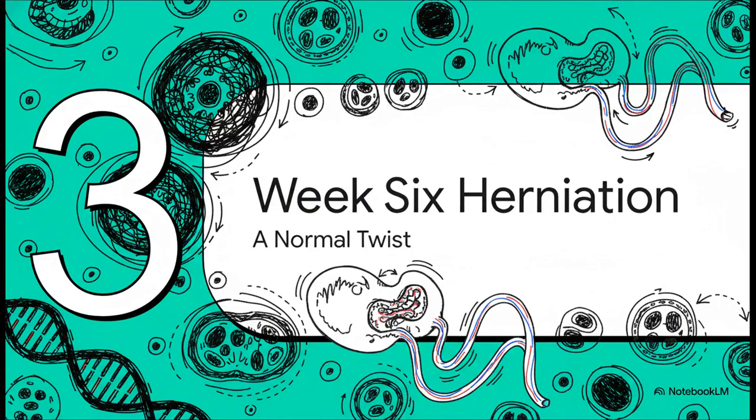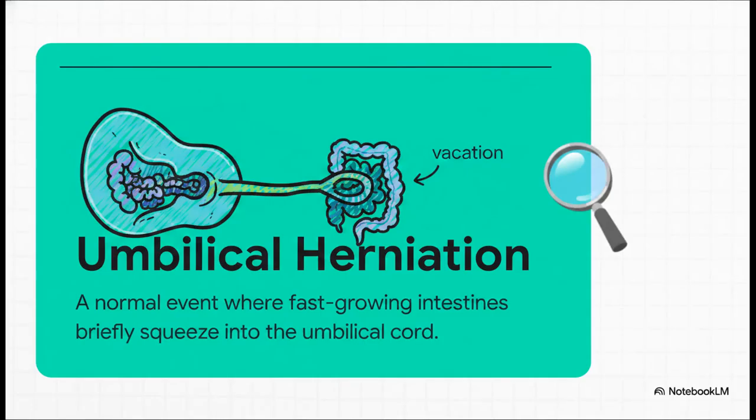All right, section 3, the week 6 herniation, because the story definitely doesn't end there. The phrase umbilical herniation probably sounds a bit alarming, but the key word here is physiological, meaning it is a completely normal, expected part of development. Around week 6, the fetal intestines are just growing at an explosive rate, so fast that they literally run out of room in the tiny fetal abdomen.